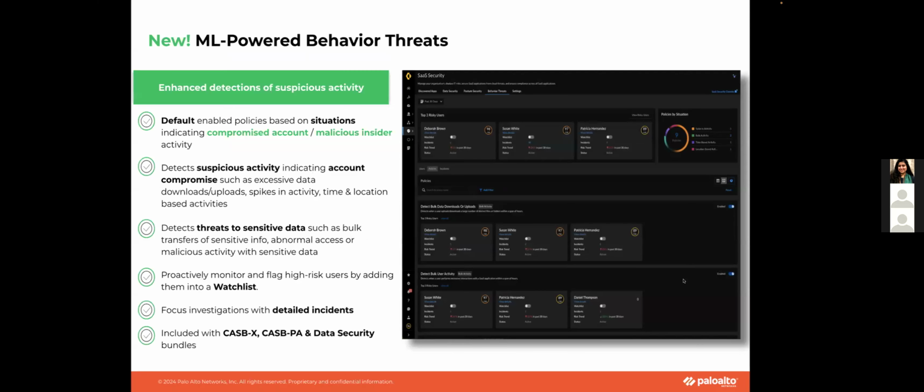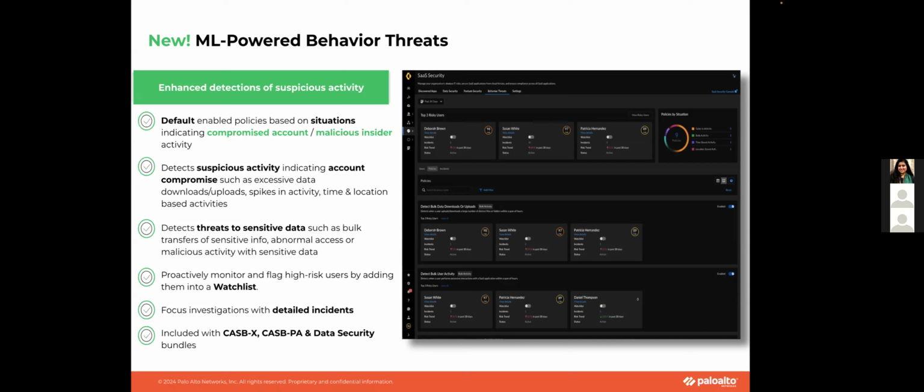Now let's talk about what features we are giving in behavior threats. We just went GA a couple of months back, and this is the dashboard. I'm going to go through a live demo also. We are providing around 10 policies by default, which are tied to the different behavioral situations explained in the earlier slide.